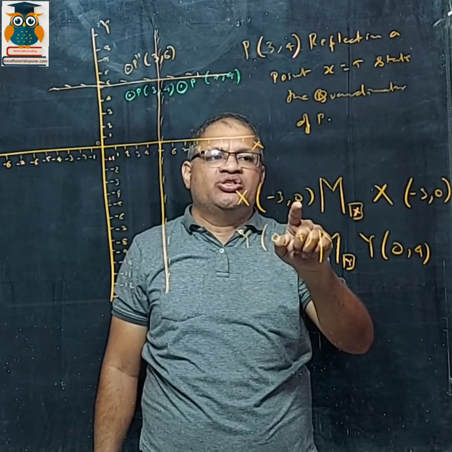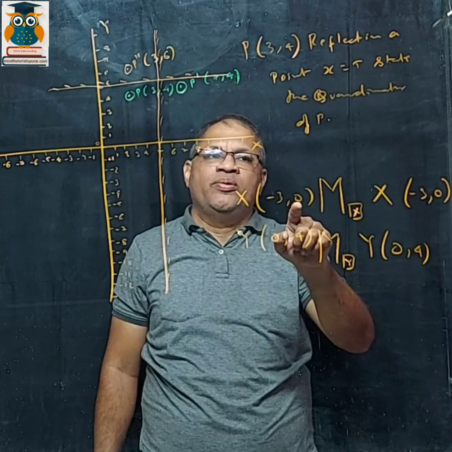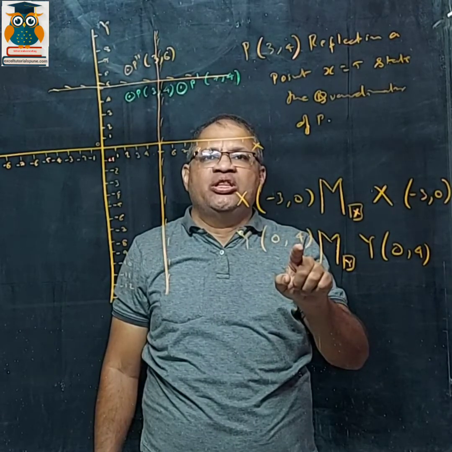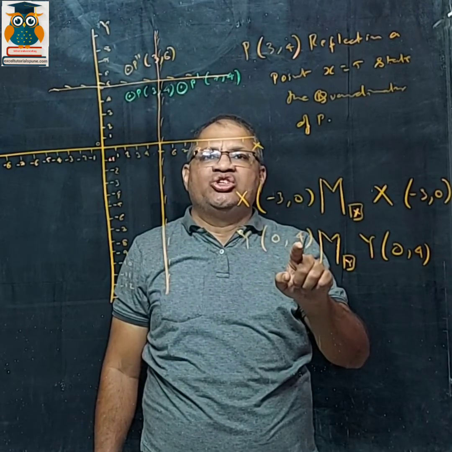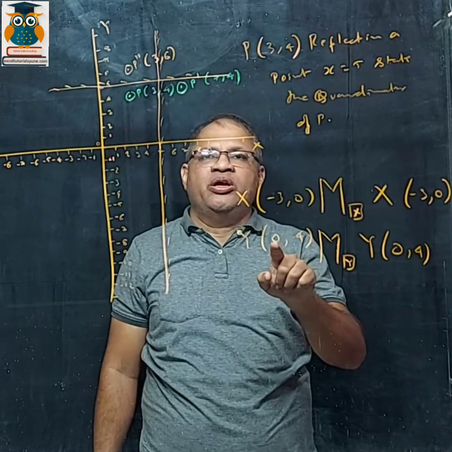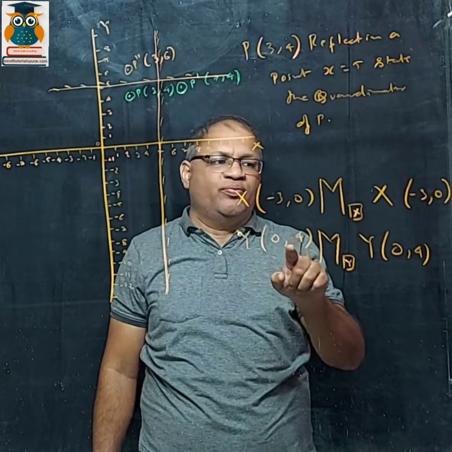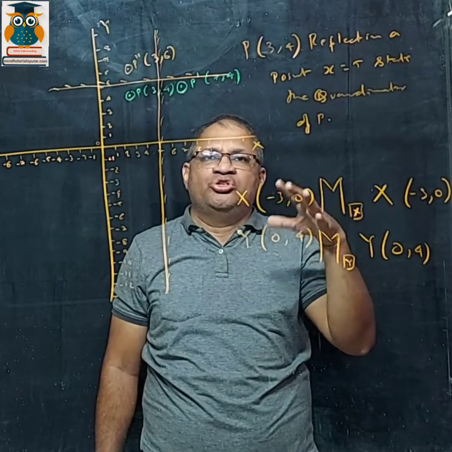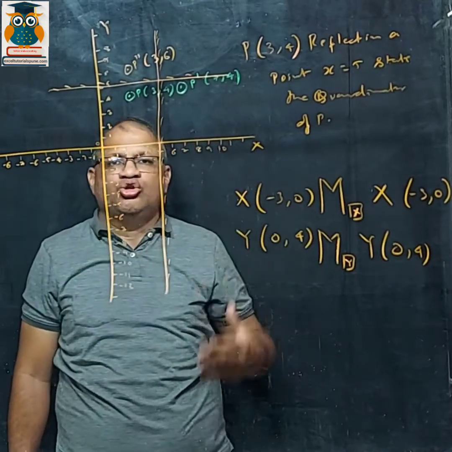So (-3, 0) will be (-3, -0), that is (-3, 0). And (0, 4): reflection in the y-axis means the x-coordinate changes. So (0, 4) will become (-0, 4), that is (0, 4). So the values remain the same. This is invariant. So questions based on that will also come in the exam.